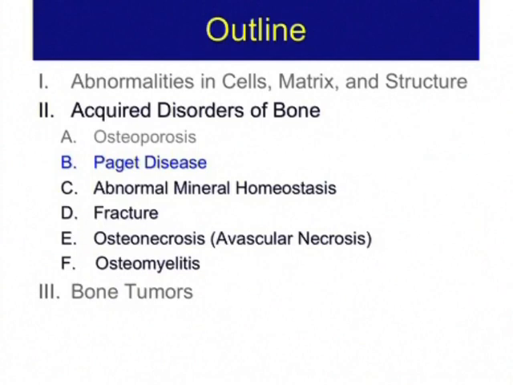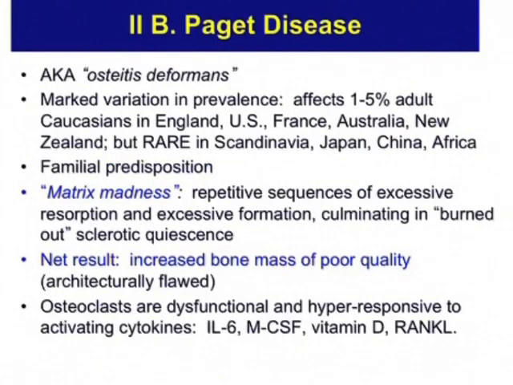All right, so we're moving on now to Paget's disease. Paget's disease, I think, is really a very interesting disorder. It was first described in the 1800s by Sir James Paget, and therefore it was named after him. And he thought it had to do with inflammation, so he called it osteitis deformans. We now know that is not the case.